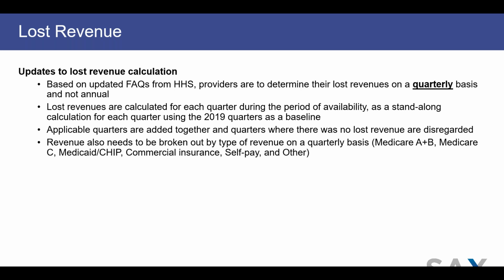Also important is that you're only looking at the applicable quarters. By applicable quarters, that means only the quarters where you had lost revenue. If you had quarters where you didn't have lost revenue, those can be disregarded. So that's another big benefit to providers. And then when you're reporting, not only on a quarterly basis, you also have to be reporting based on the type of revenue. And those types are Medicare A and B, Medicare C, Medicaid, commercial insurance, self-pay, and other.